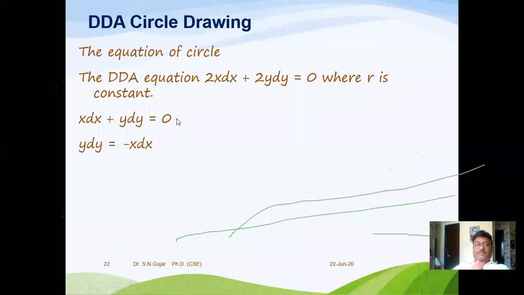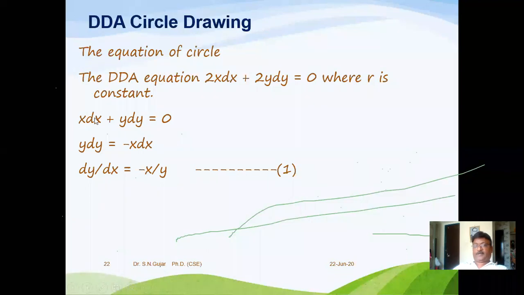Now 2 is the common factor, so I am going to cut it. So it becomes x dx plus y dy is equal to 0. Then again I am going to put it in the right hand side, so that will become y dy is equal to minus x dx. Again dy by dx becomes minus x by y. So this is the value I have got. This is my equation number 1.